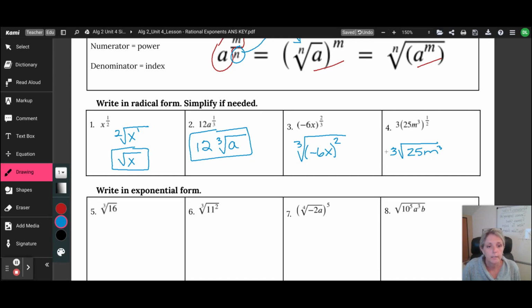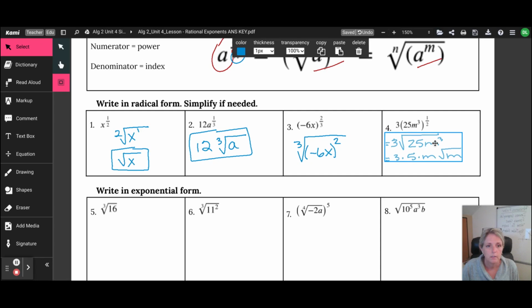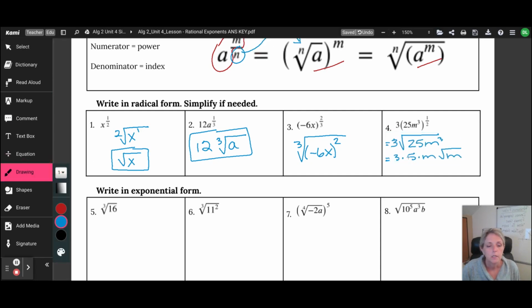So we know that the square root of 25 is 5. And we know that of m to the third, we can pull one pair out. Remember that index of 2 says we're going to pull a pair. So the square root of m squared is m. And then we have 1m left over on the inside. Okay, and then we'll move this up so that we can have just a little bit more space. So now we can simplify and say 3 times 5 times m is 15m times the square root of m.